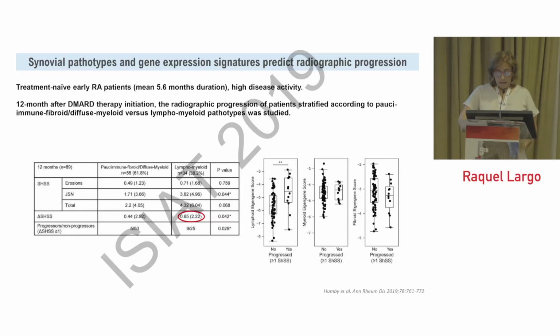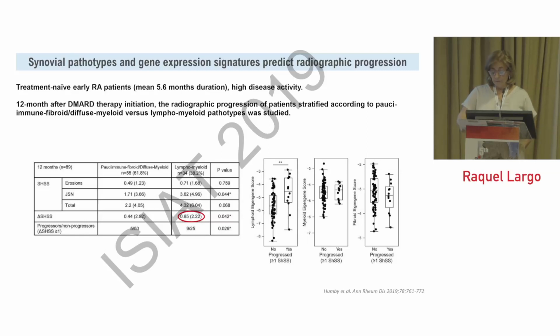Even in these patients of the lymphomyeloid pathotype that were more intensively treated, the evolution of the disease was worse; the radiographic progression was worse if they had a lymphomyeloid pathotype after the beginning.